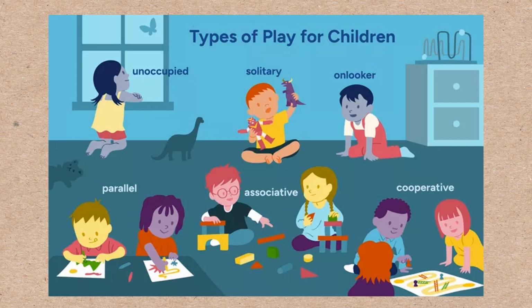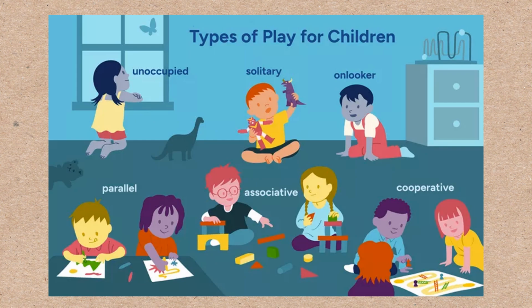Parallel play. Have you ever noticed a group of toddlers playing side by side but not together? They are engaging in parallel play. Kids might use the same toys and mimic each other, but they won't directly interact with their peers.